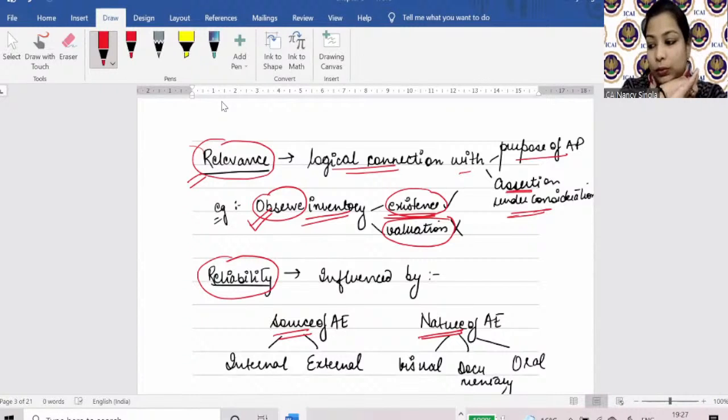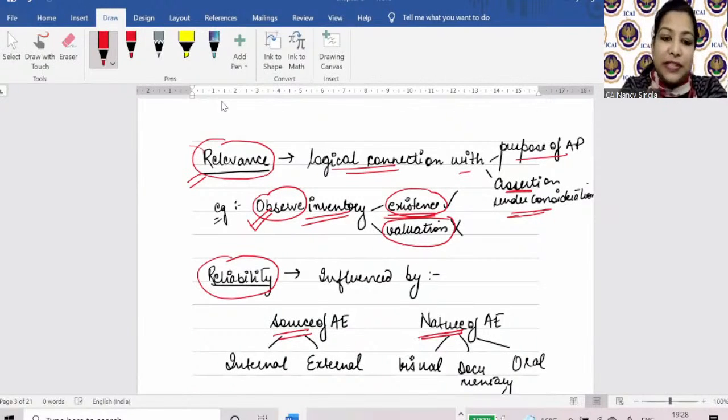Yes or no? Okay. Now my next question. Tell me, is written information more reliable or oral? A very simple question. So you may just write written or oral. Which is more reliable to be used as audit evidence by the auditor?